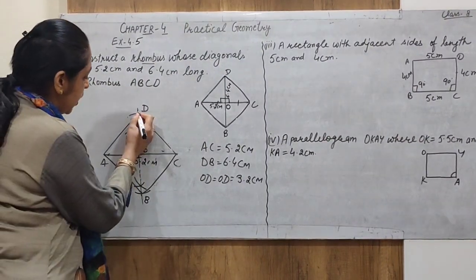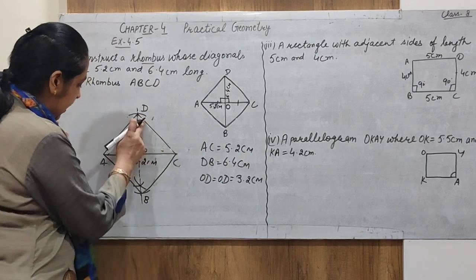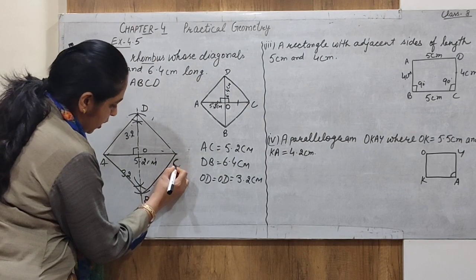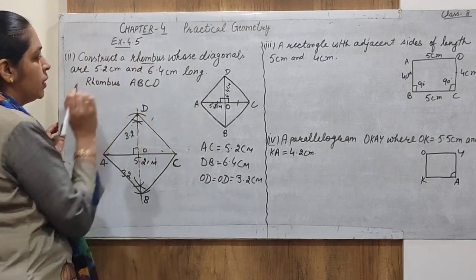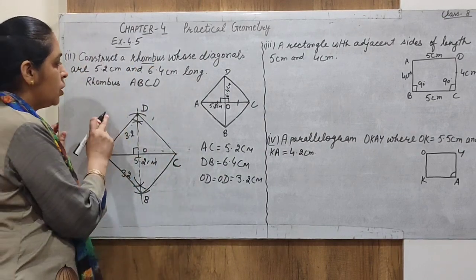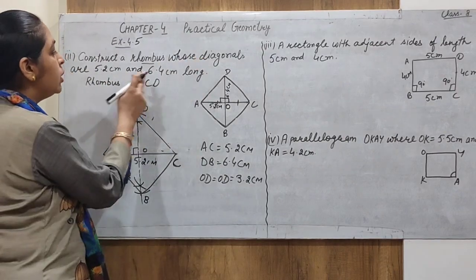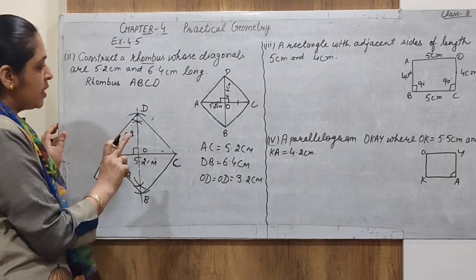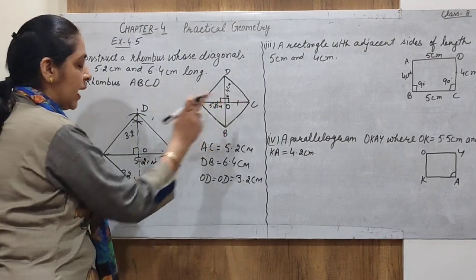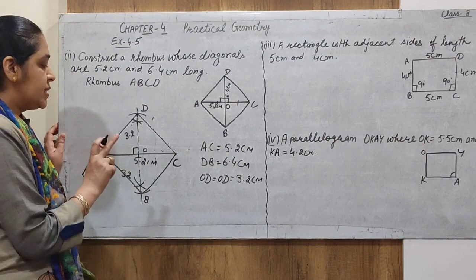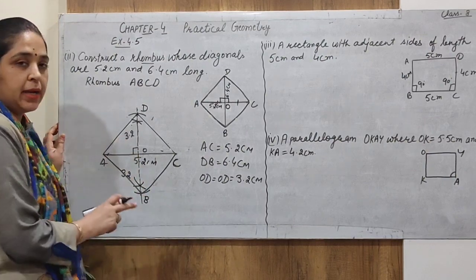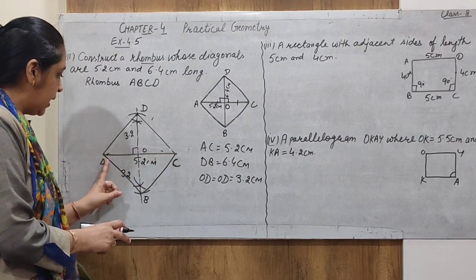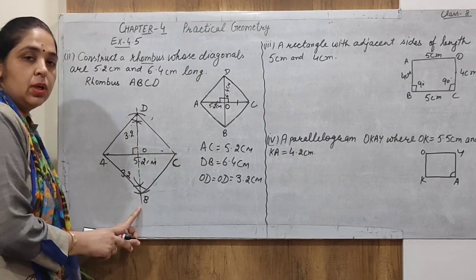So when we join all these points A, B, C and D, we get a quadrilateral, and the name of the quadrilateral is rhombus. So in a rhombus, when only 2 diagonals are given, how can we draw the quadrilateral? First step, select any one diagonal as the base. Second step, use the perpendicular bisector method. You have to bisect this AC line by using a perpendicular bisector.